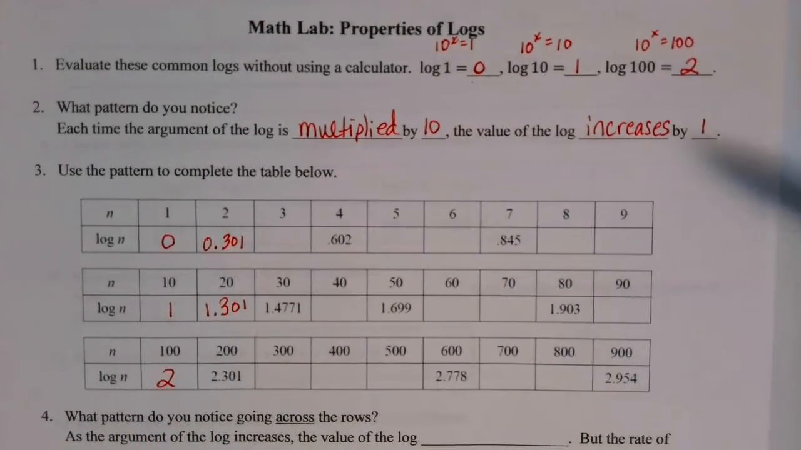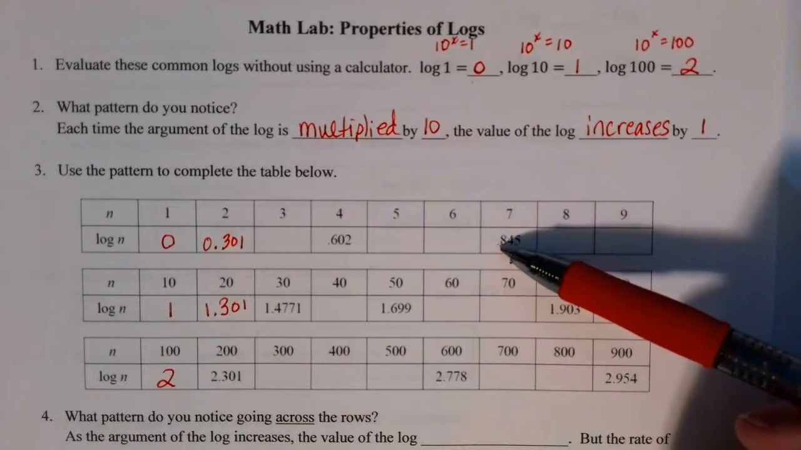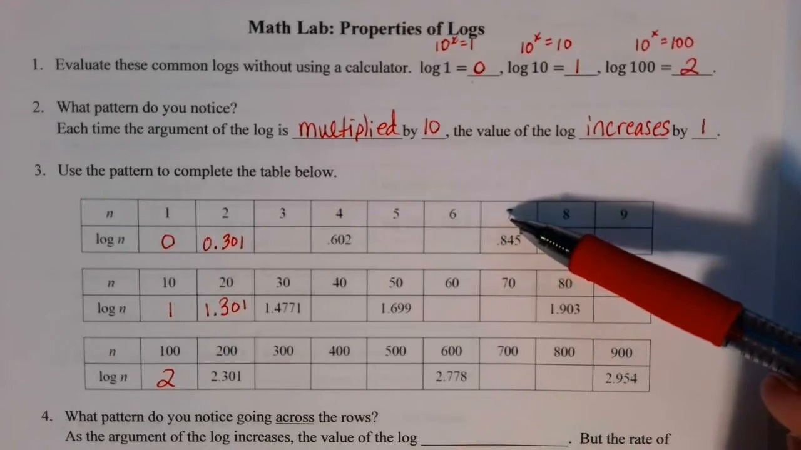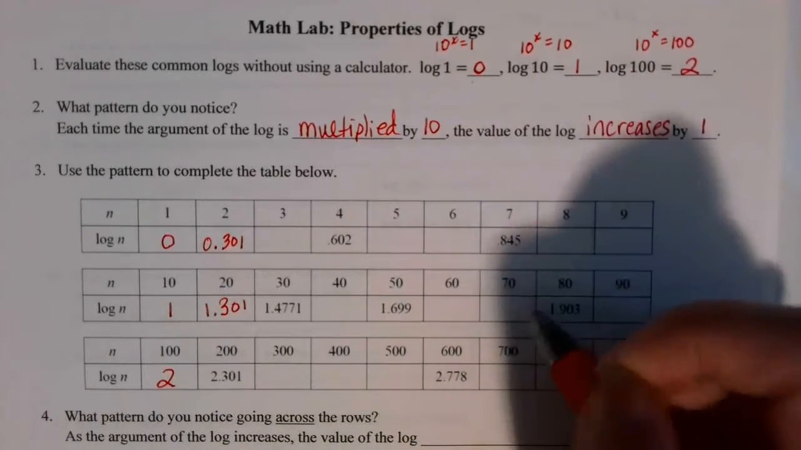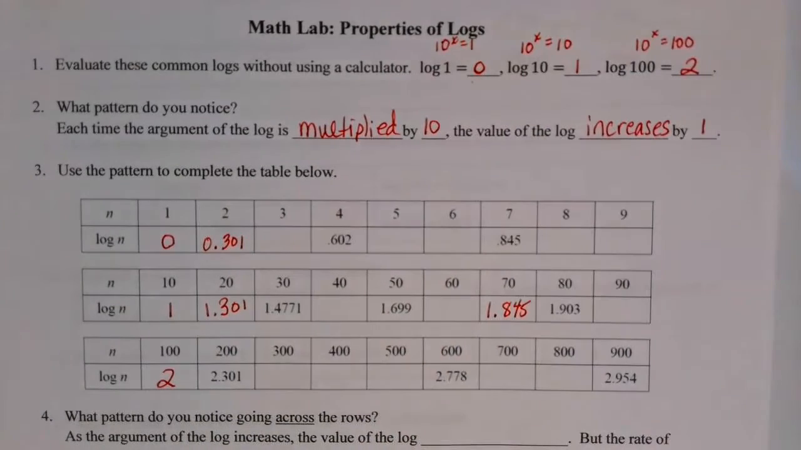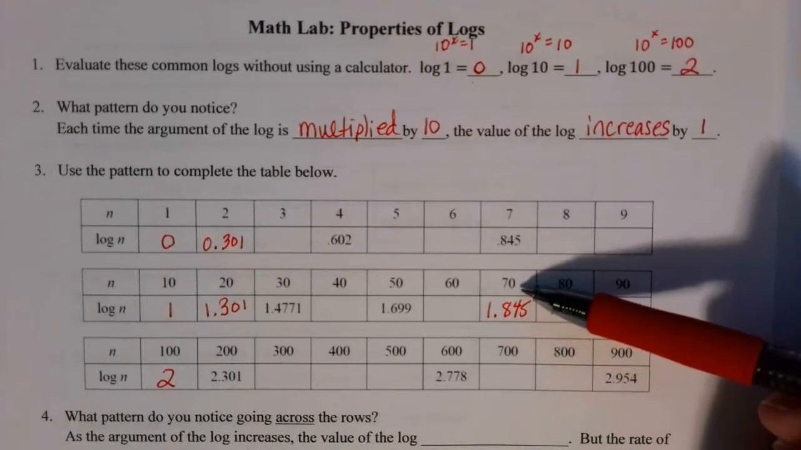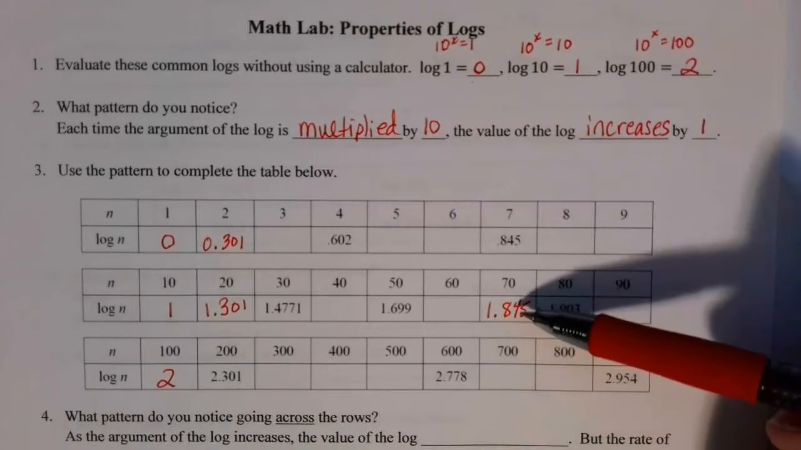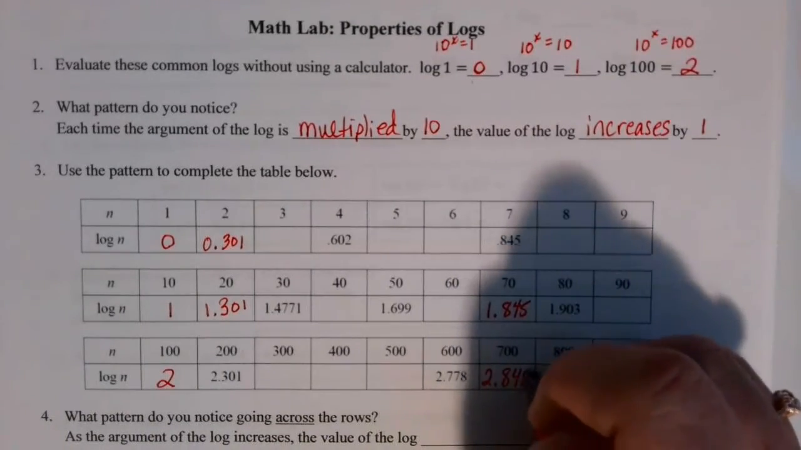Right, now if I try this one, here the common log of 7 is approximately 0.845. If I multiply the argument by 10, 7 times 10 is 70, I would add 1 to the value of the log. So I'd have 1.845. Right? Then if I multiply the argument 70 times 10, I get 700. I add 1 to the value and have 2.845.